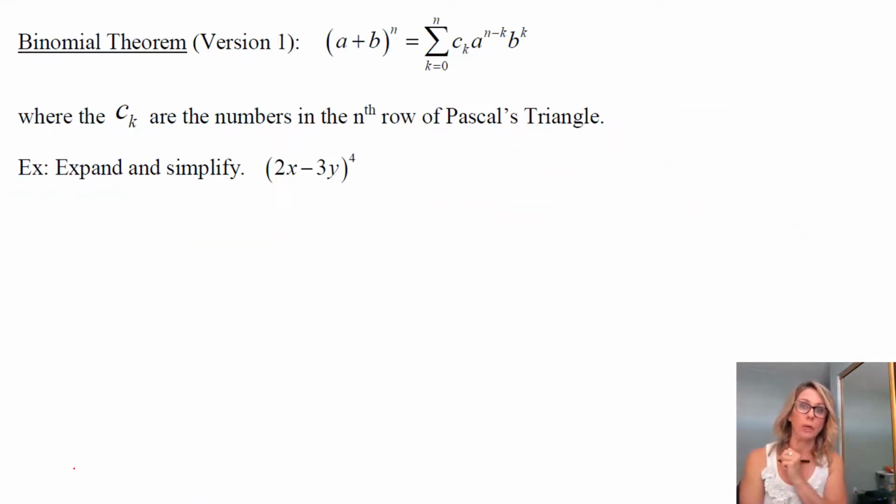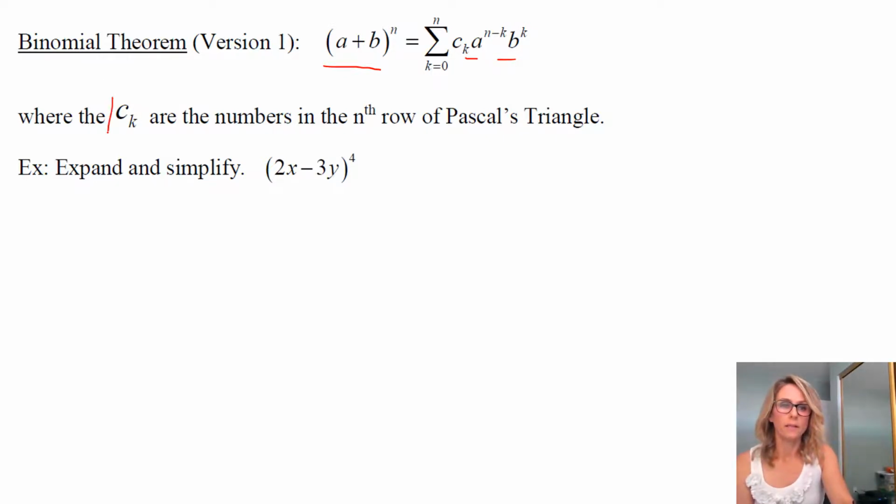Now, to get very specific, we have (a plus b) to the n, and the idea here is how could we do this without having to do a whole lot of work, without having to take a plus b times a plus b times a plus b times a plus b, 4 times or however many times. This actually gives us the way to do that. So it is a summation, it's the sum of many terms.